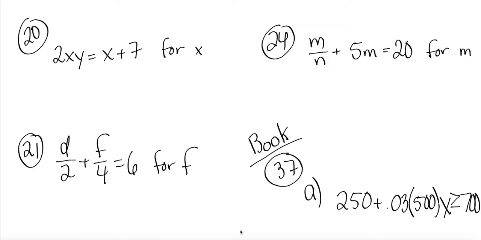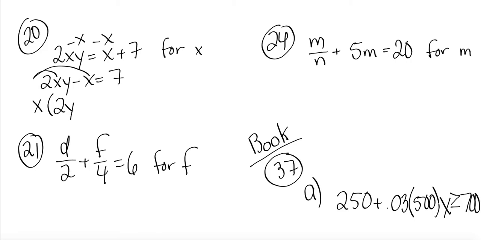Okay, so for number 20, you're looking to solve for x. So there's an x in this one here and an x here. So in order for you to solve for a variable, you've got to get that variable on the same side. So we'll have to move this over. All right, so we'll have 2xy minus x equals 7. And then a trick here is we have an x in both of those, so we have to think greatest common factor. So we can take the x out of those, like a factoring problem, and then we'll have 2y minus 1 with the x in front.